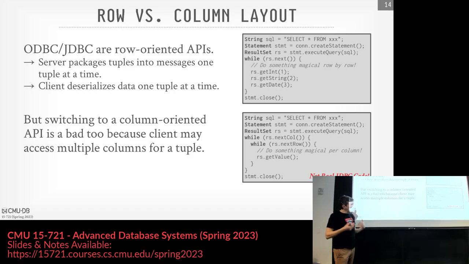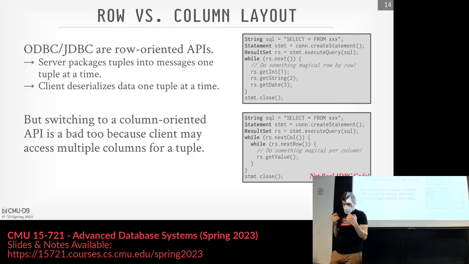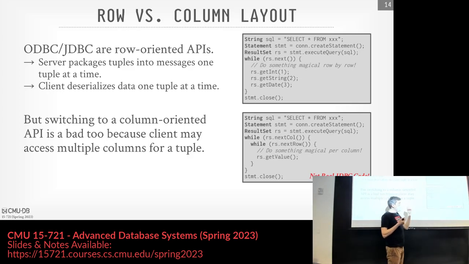And so they talk about how you could switch to a pure columnar API. Again, this is not real JDBC code, this is pseudocode. We could iterate every single column, and with each column, do something in each row, or get the bulk of the data and put it somewhere. But this would be inefficient as well, because with this API, you won't be able to do anything on any of the rows, any other columns, until you process each column one by one.